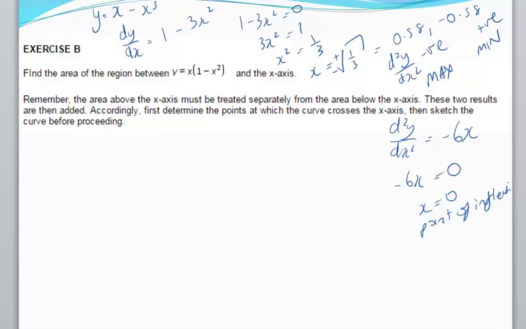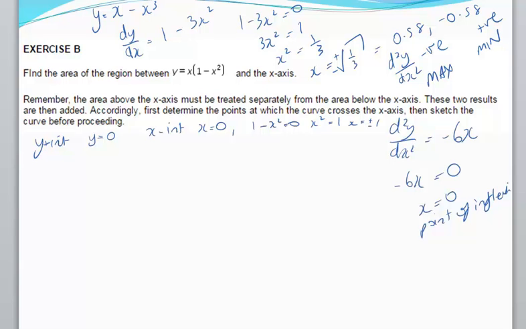We also know our y-intercept: when we set x equal to 0, y will also be equal to 0. And when we look at our original equation, for our x-intercept we can have x equal to 0, or 1 minus x squared equals 0, so x squared is equal to 1, x is equal to plus or minus 1.